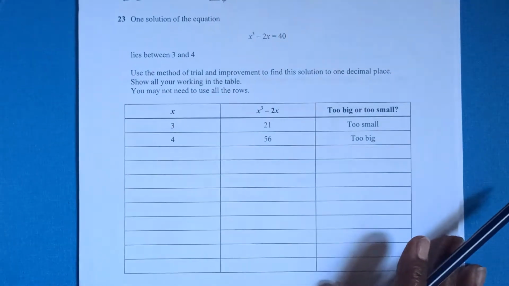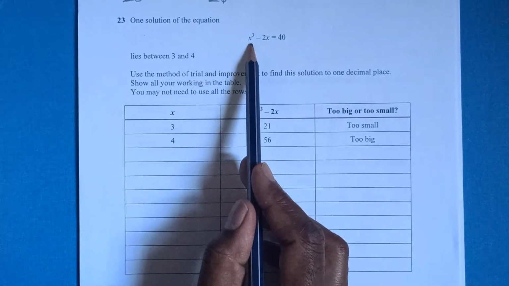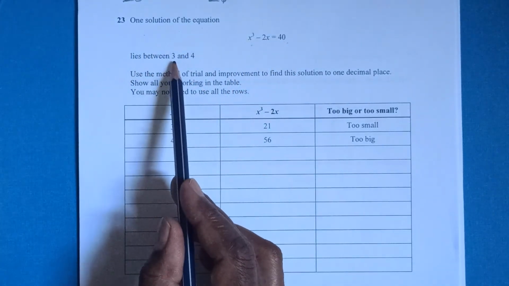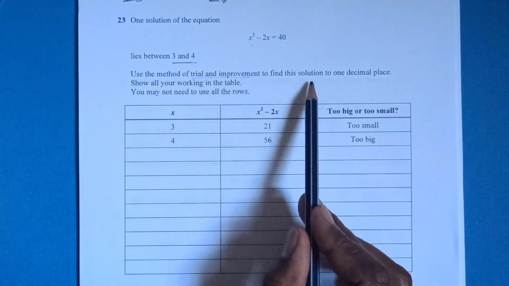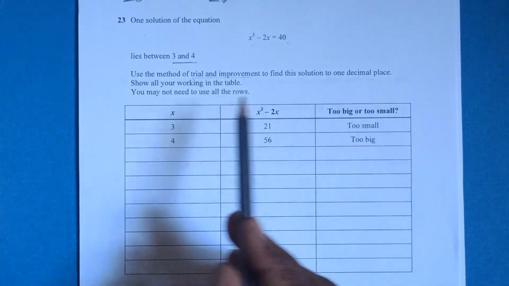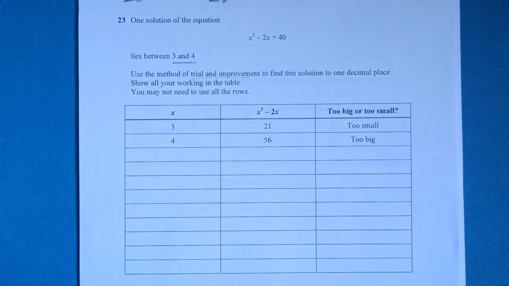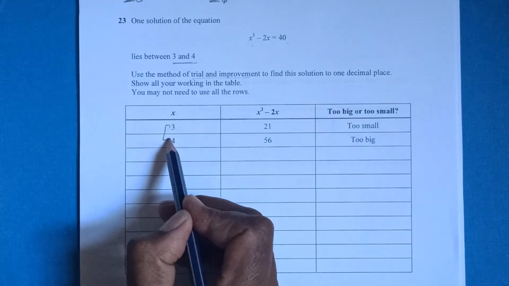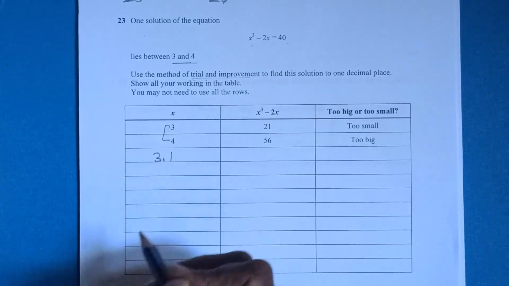Question 23. One solution of the equation x cubed minus 2x equals 40 lies between 3 and 4. Use the method of trial and improvement to find the solution to 1 decimal place. Show all your working in the table. So we need the answer in 1 decimal place, and the solution is in between these. So we can take the value 3.1.